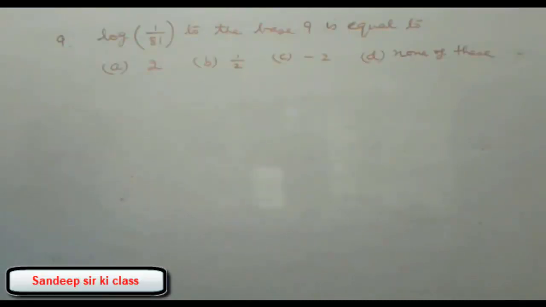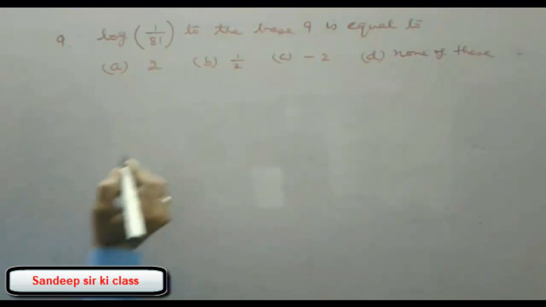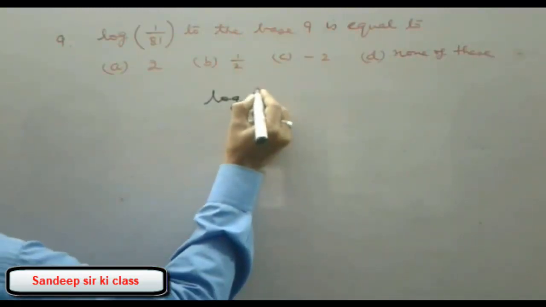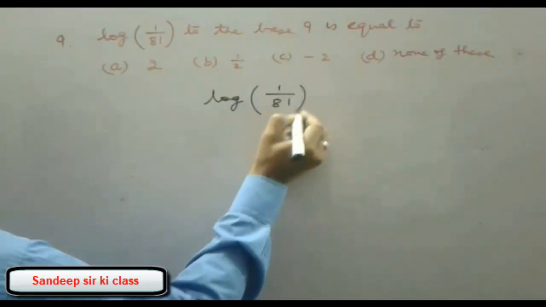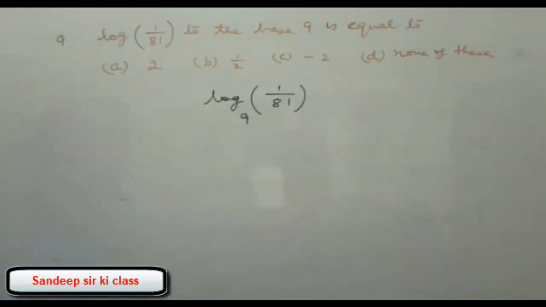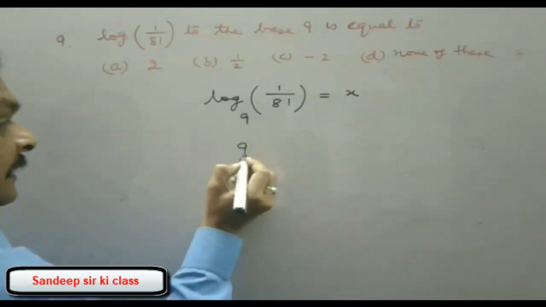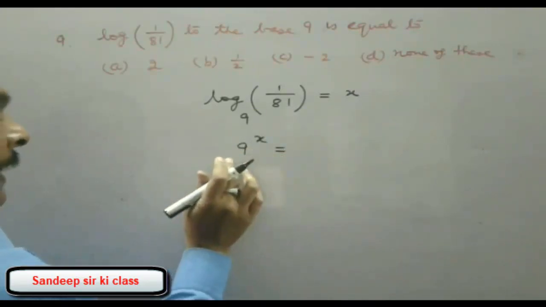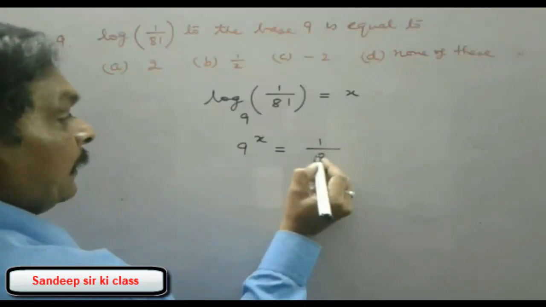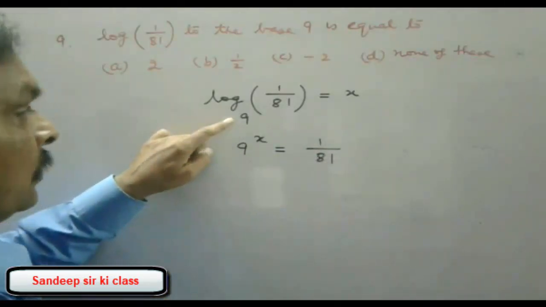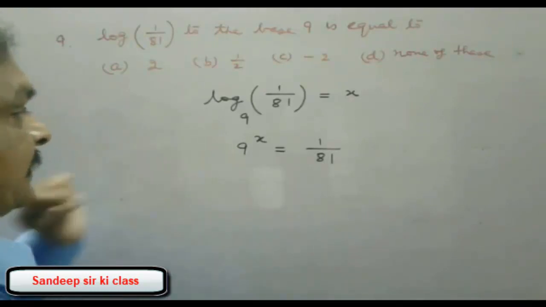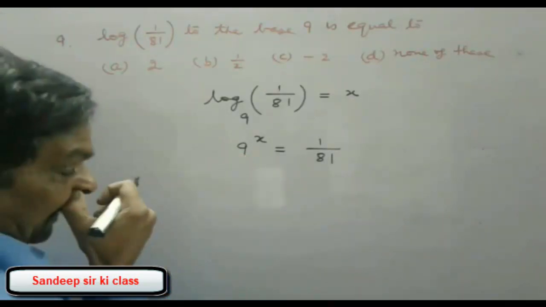Question number 9 is that log of 1 upon 81 to the base 9 is equal to. Options are 2, 1 by 2, minus 2 and none of these. Now we are to find here log of 1 by 81 to the base 9. Again, as we have seen in the previous question, we assume this as x. So with the definition of log, this will be 9 to the power x is 1 by 81. 9 here is the base of log, so 9 will become the base of the indices. 9 raised to the power x is 1 by 81.